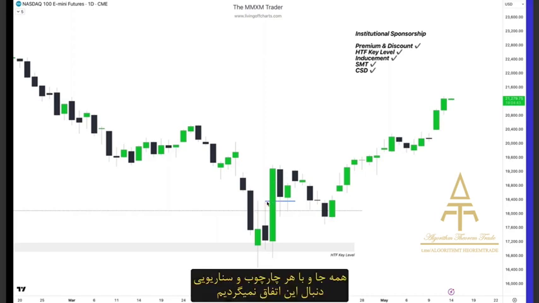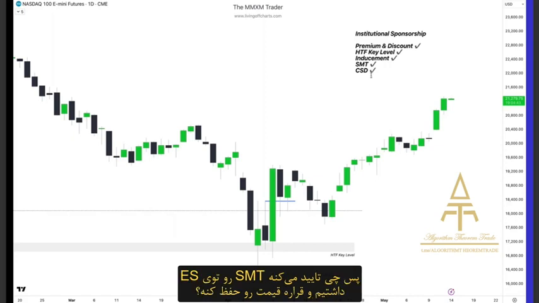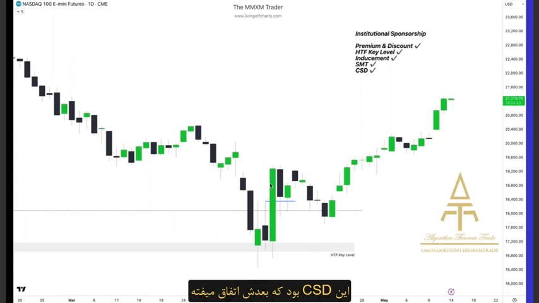We don't just look for this anywhere with any framework and narrative. It's after all of this has occurred and then we see this, that is most likely a change in the state of delivery. And SMT and CSD, they confirm each other, right? So what confirms that the SMT we had was going to hold? It's the change in the state of delivery occurring after that.